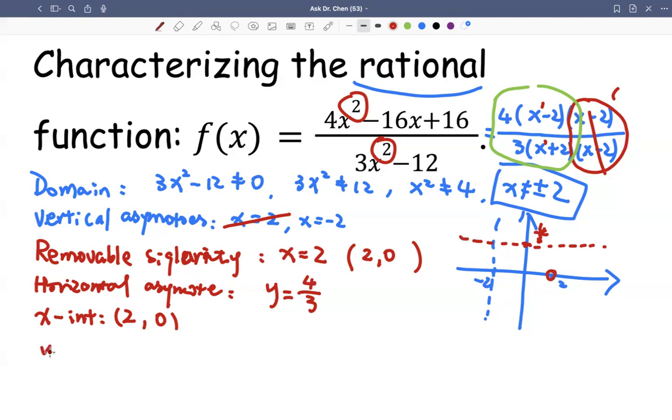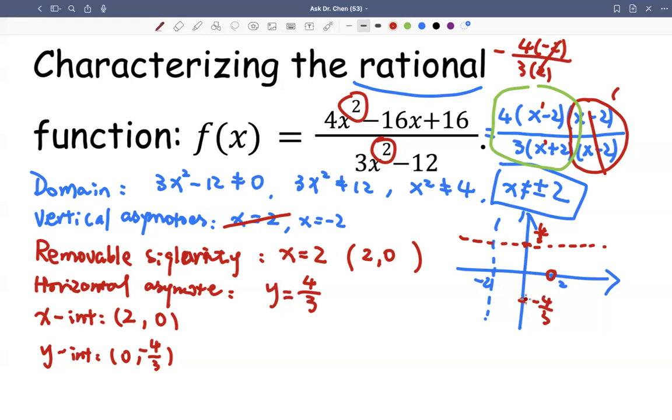So let's see y-intercept. Y-intercept means x value equals 0. So we plug in x value to be 0. The numerator will get 4 times -2. Denominator will get 3 times +2, right? Because x is 0. Then these two cancel to be -1. So we can get -4/3. So the y-intercept, this is 4/3, this is -4/3. So this will be the y-intercept.